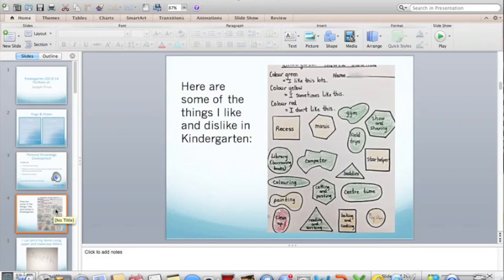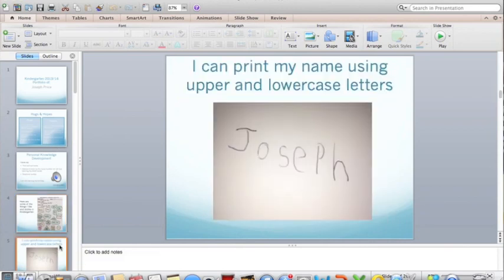Okay, so the next slide is a survey that talks about the students' likes and dislikes within the class. So this was done as a hard copy on paper, and students colored in what they liked with green, what they didn't like with red, and what they sometimes like with the yellow. And I just took a picture of this and uploaded the picture and incorporated it into the slide so that the parents can have an idea of what the student enjoys about school.